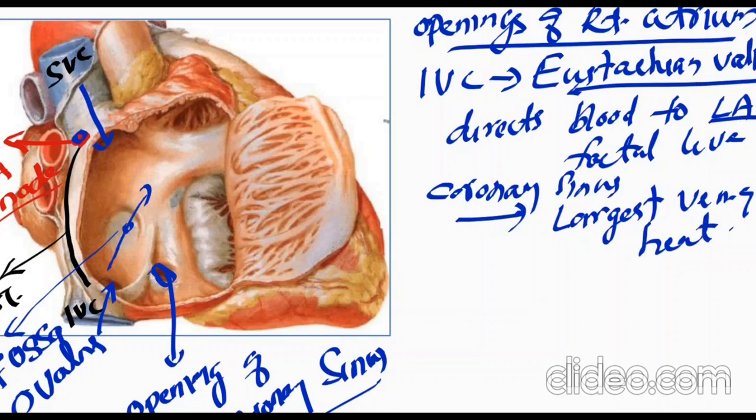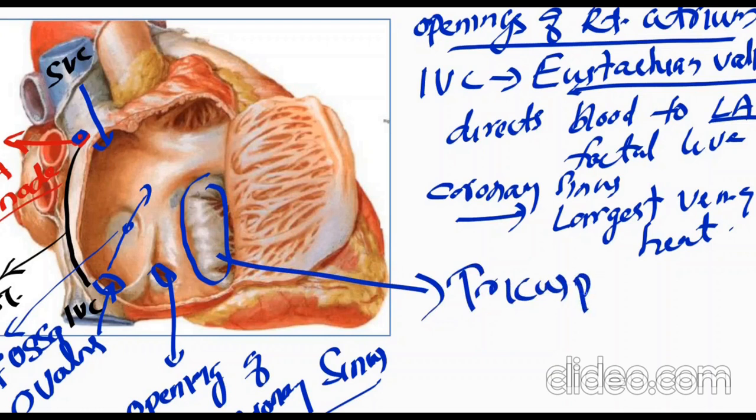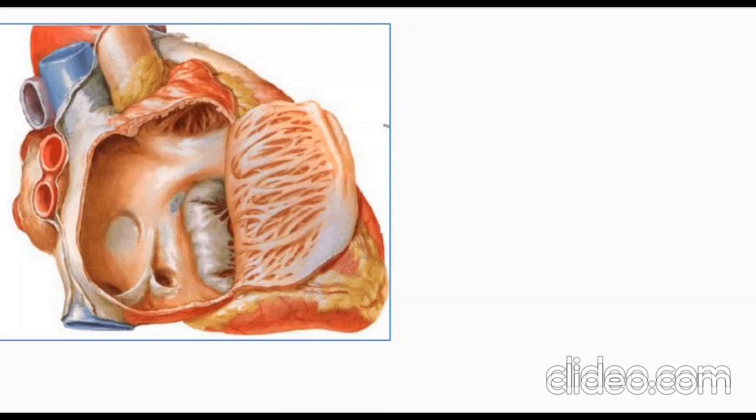The coronary sinus opens into the right atrium in between the opening of the inferior vena cava and the tricuspid orifice. Okay, so that is in between the opening of the inferior vena cava and the tricuspid orifice. We can see the opening of the coronary sinus.